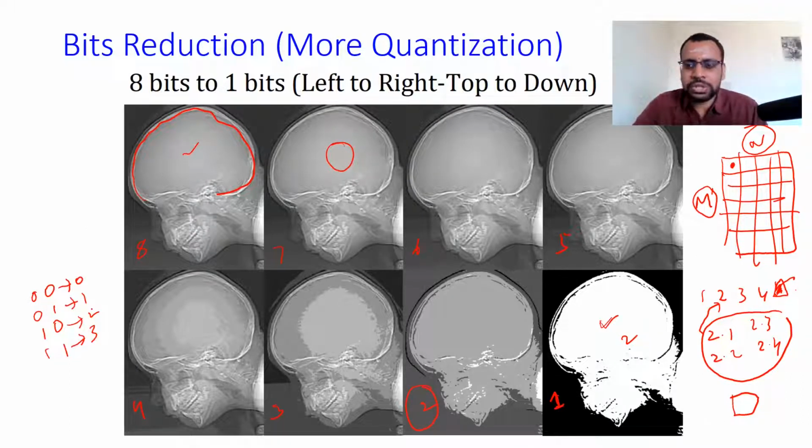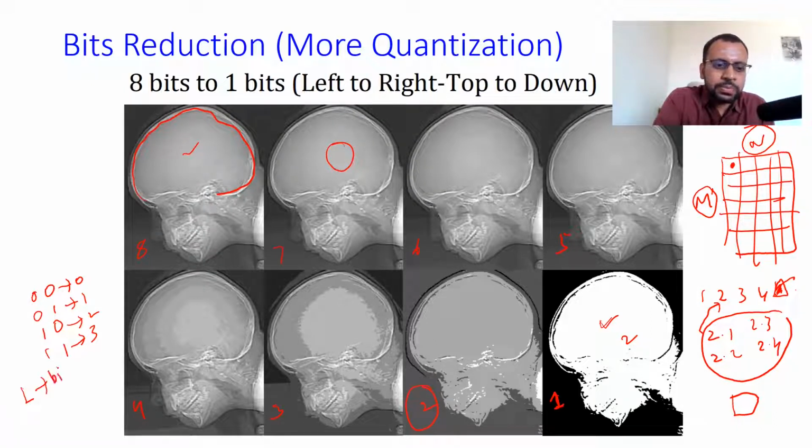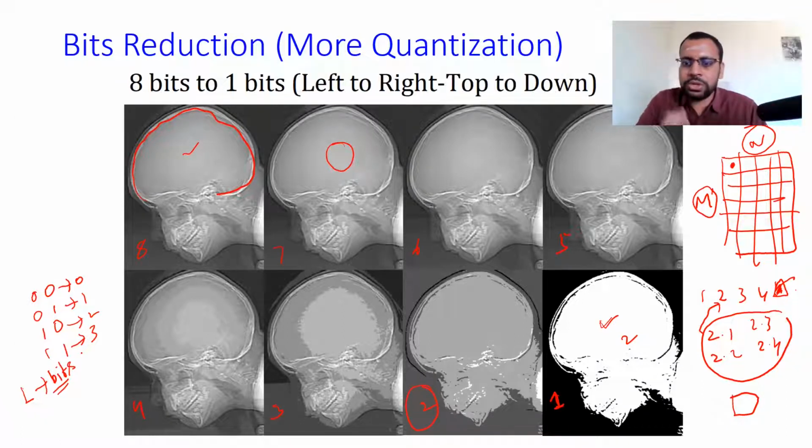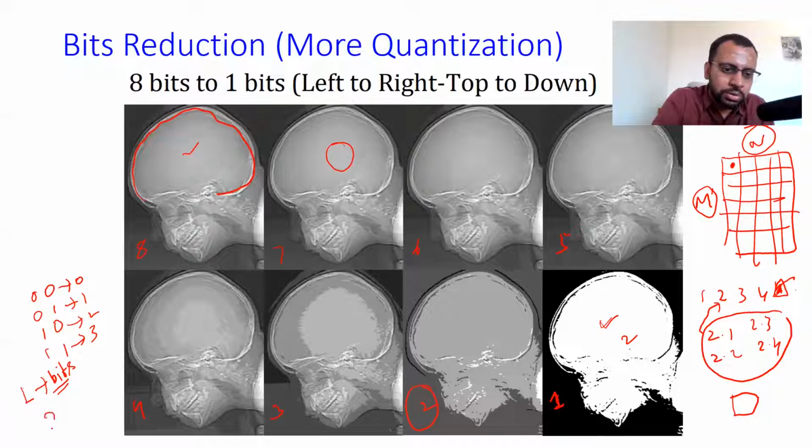Now I would like to generalize this. I use L bits to store the intensity values at each pixel. How many distinct intensity values can I represent then? 2 power L. Very good, 2 power L.